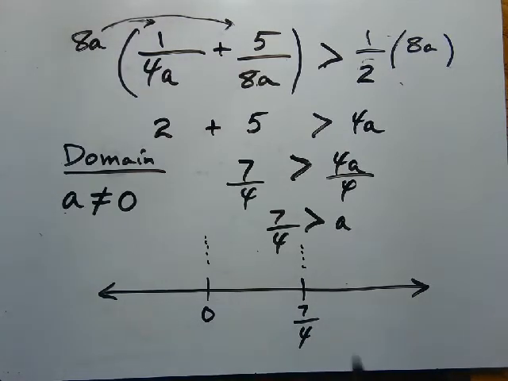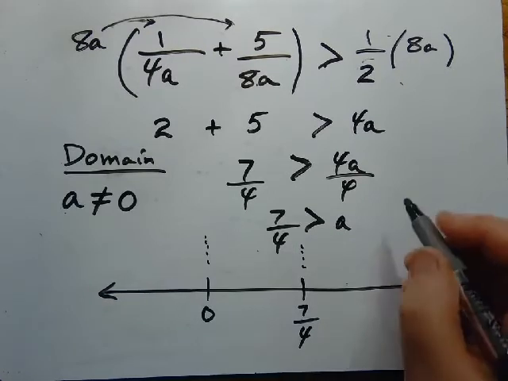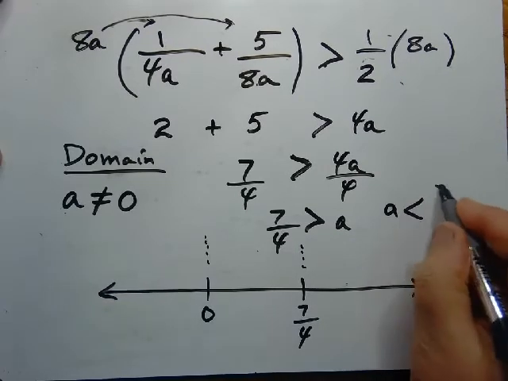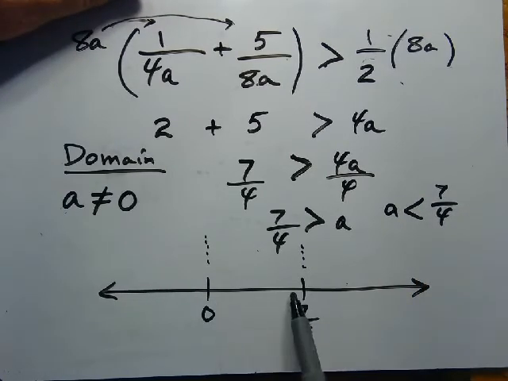According to this, a has got to be less than 7/4. Let me turn that around so we can see it the other way. A is less than 7/4. That would be down here. So I'm suspecting that this section here probably works.